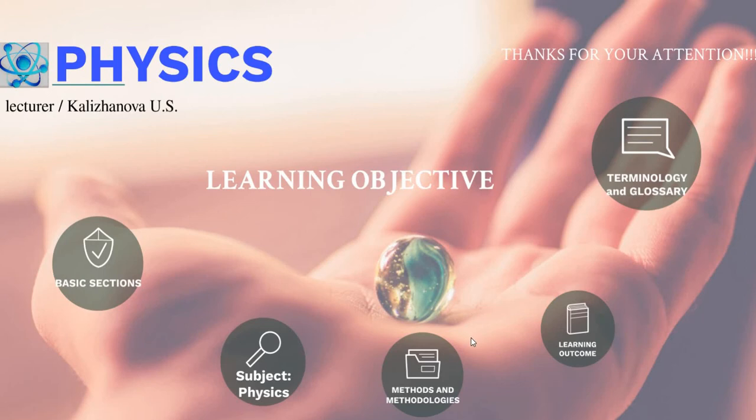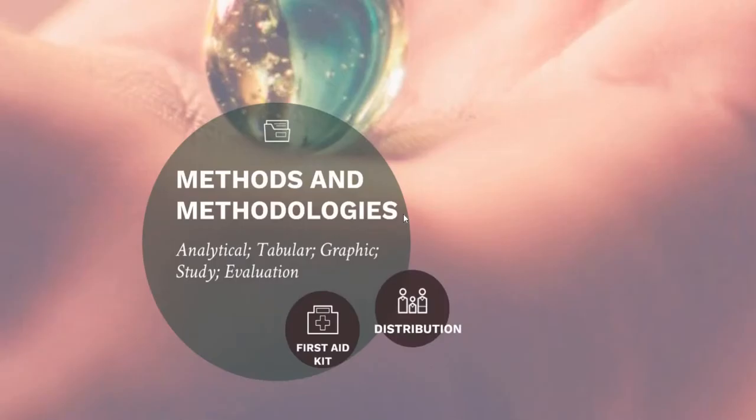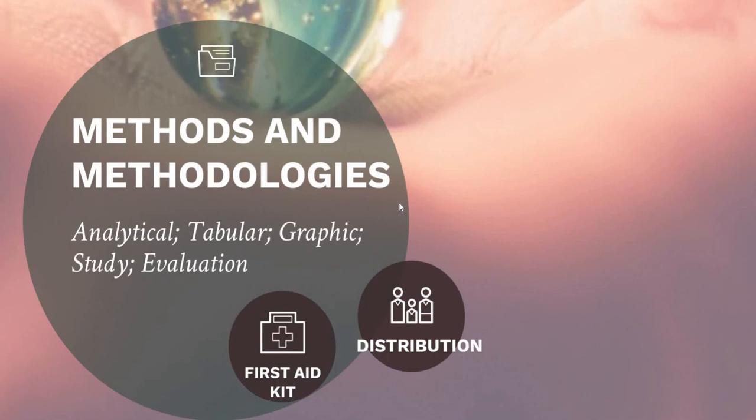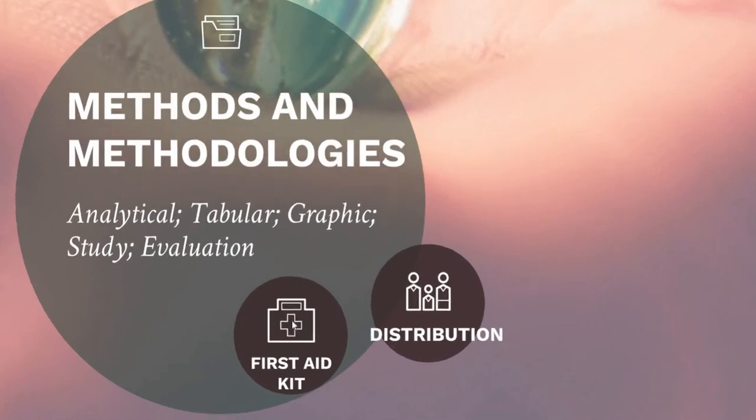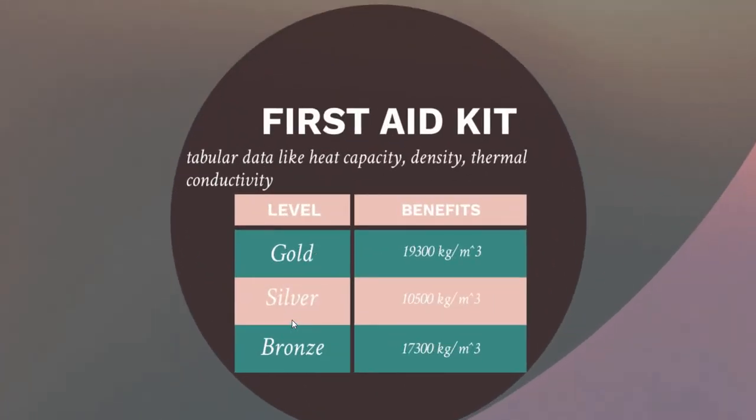And now we are going to talk about methods and methodologies. There are different methods like analytical, tabular, graphic, study, and evaluation. We talked about analytical and graphic; now we will talk about some other types of methods. First is tabular data like heat capacity, density, and thermal conductivity. So in this table, you can see different types of metals and different types of benefits.